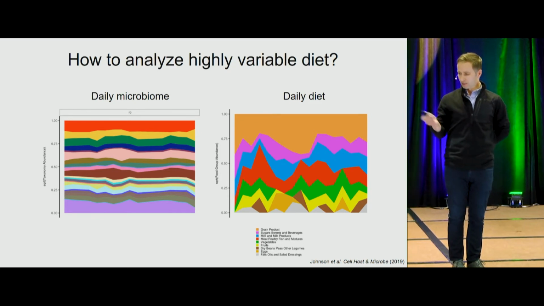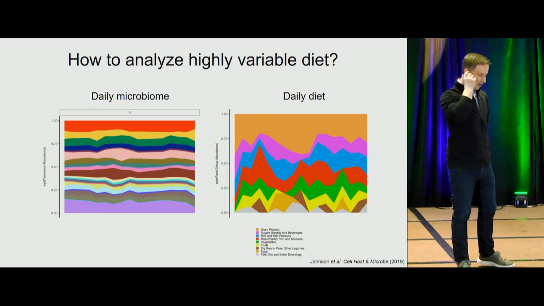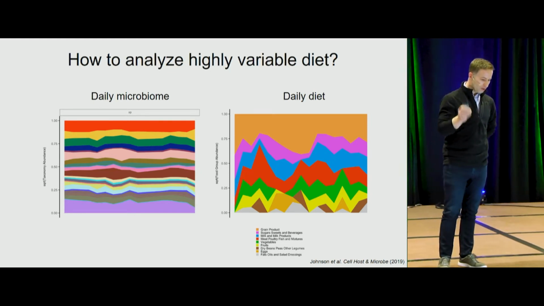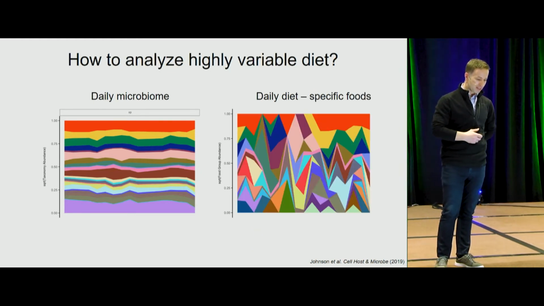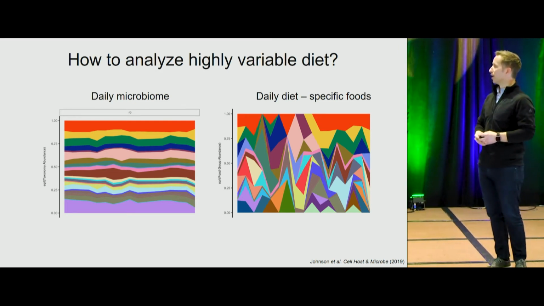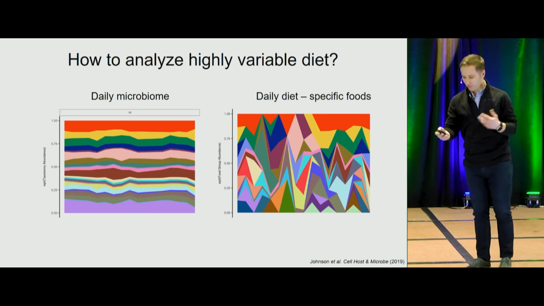And this is Abby's diet. She had the most stable microbiome. She was very proud of that. And that's her diet at this very high level. And it's so much more variable than the microbiome. Here it is at the actual food level. And now it just looks like Picasso. And it's not clear how we're going to deal with all of that variation.